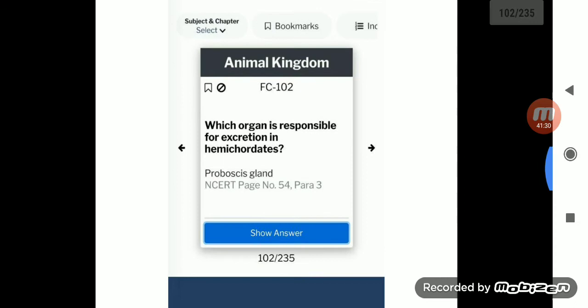Worm-like marine animals belong to the phylum Hemichordata. Which organ is responsible for excretion in hemichordates? Proboscis gland.